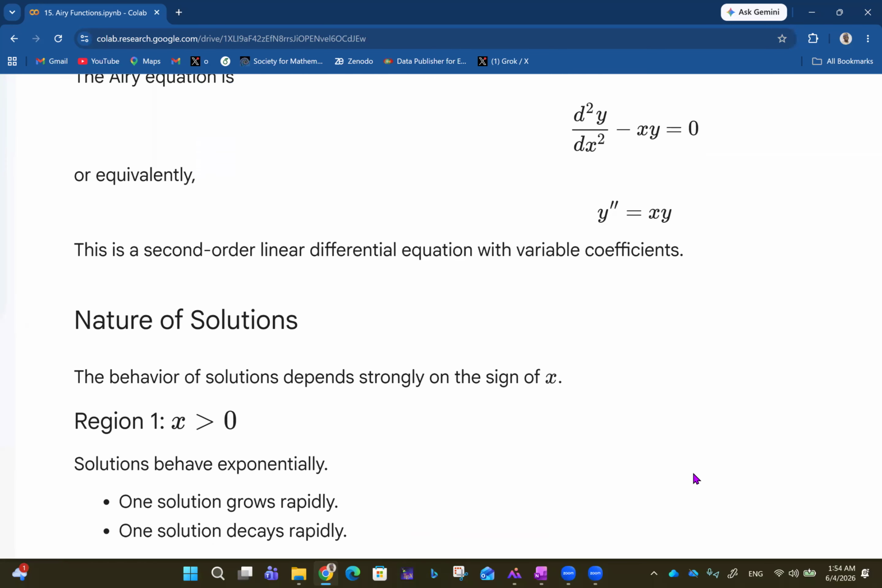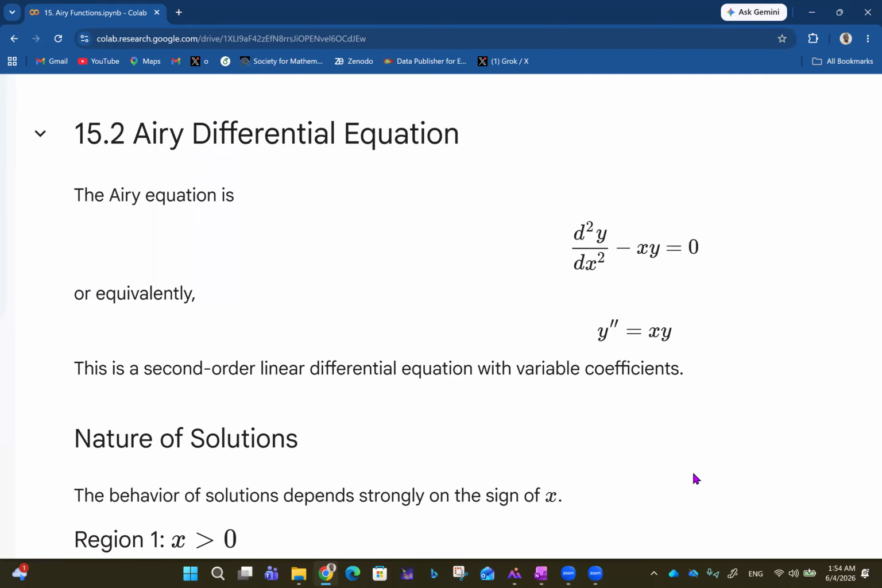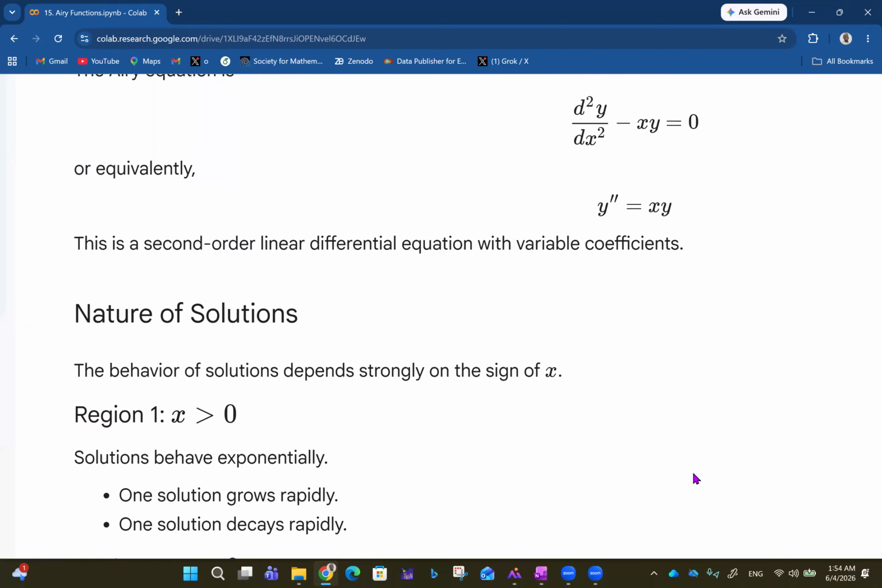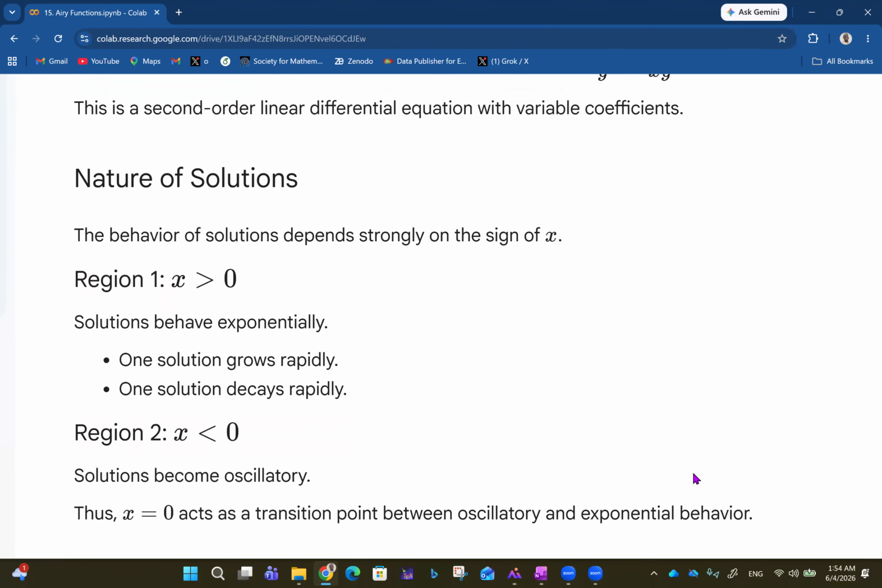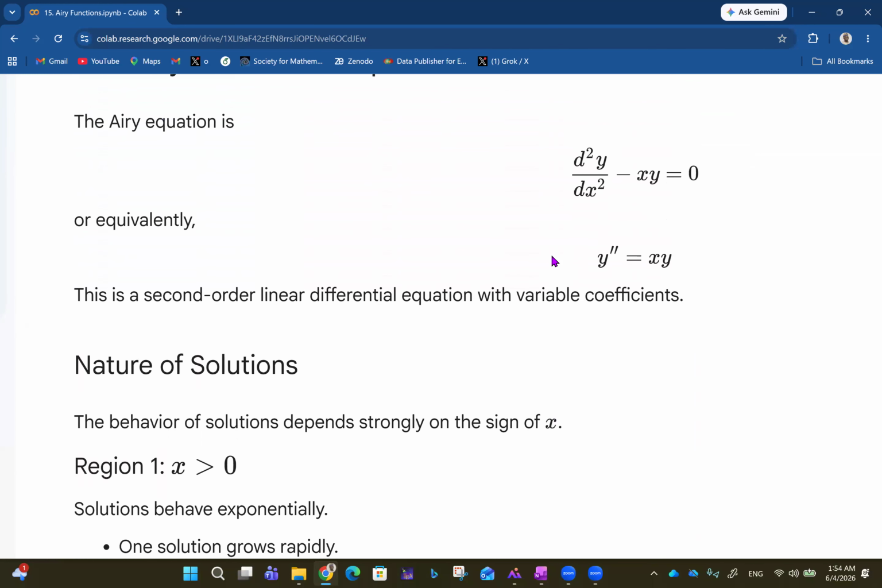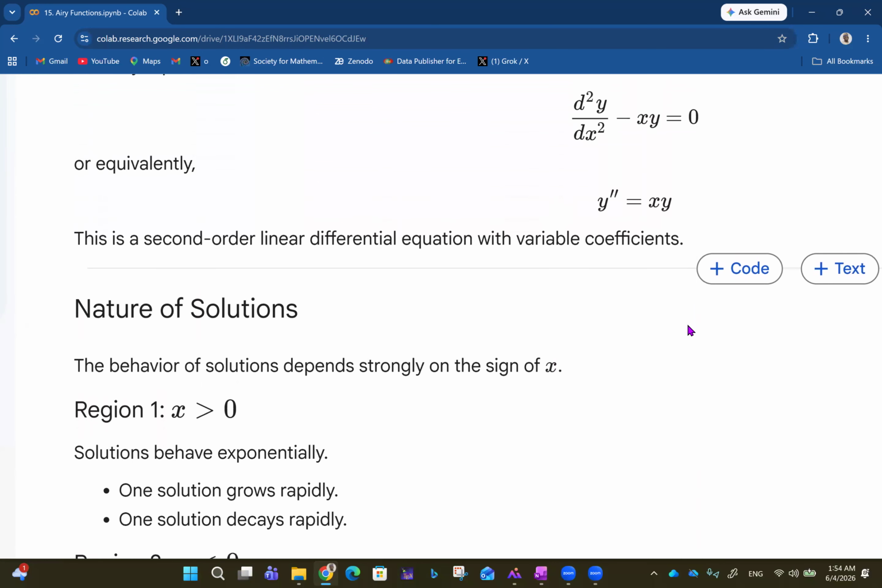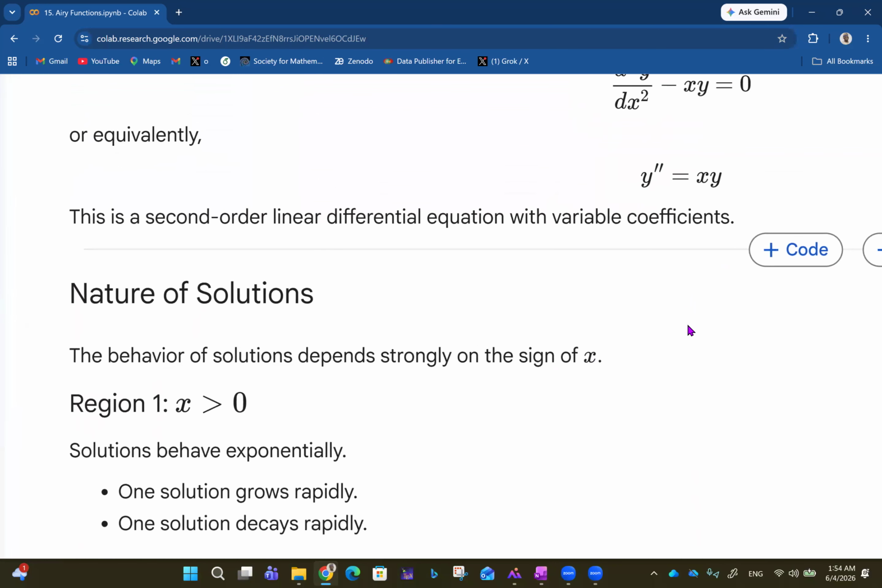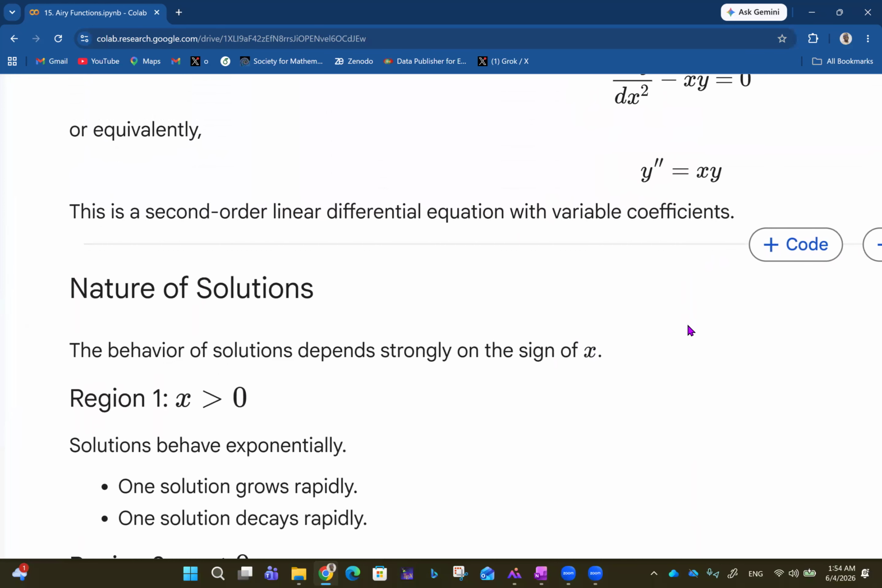So what is the nature of the solutions you get for the Airy differential equation? First of all, the behavior of solutions depends strongly on the sign of x. So the sign of x determines what happens. First, you have region 1, where x is greater than 0. Here, solutions behave exponentially, and one solution grows rapidly, one solution decays rapidly.